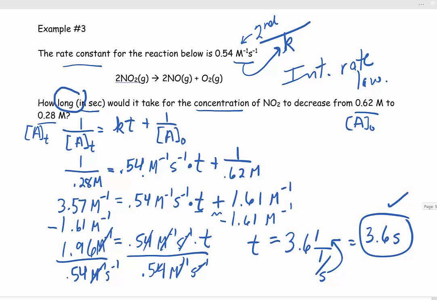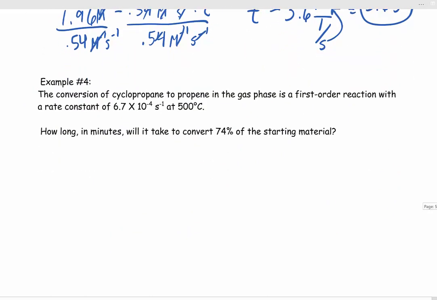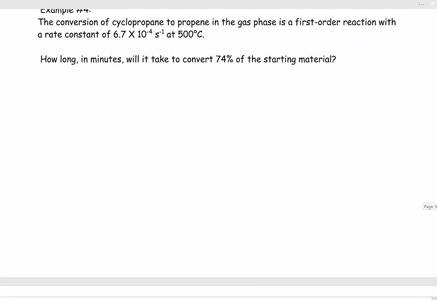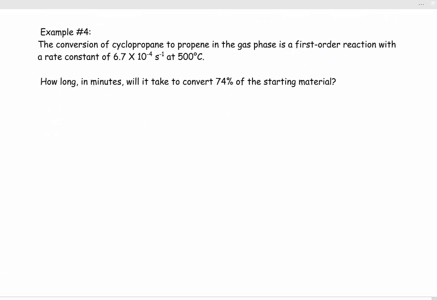All right, so let's look at one more kind of twist that you'll see with some of these problems. And that is problems that are presented in this fashion. So let's just kind of look at this. The conversion of cyclopropane to propene in the gas phase is a first order reaction.